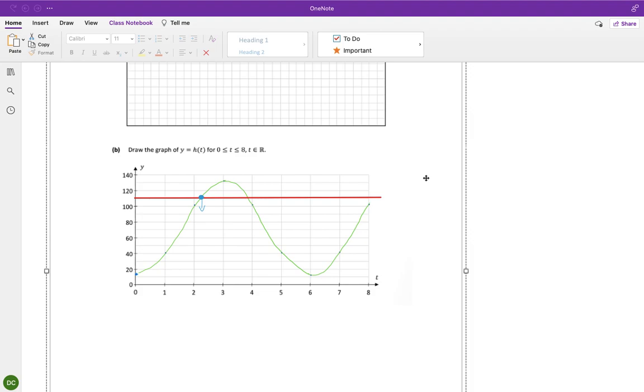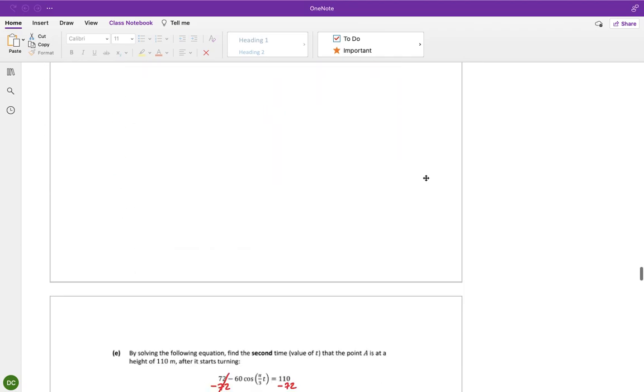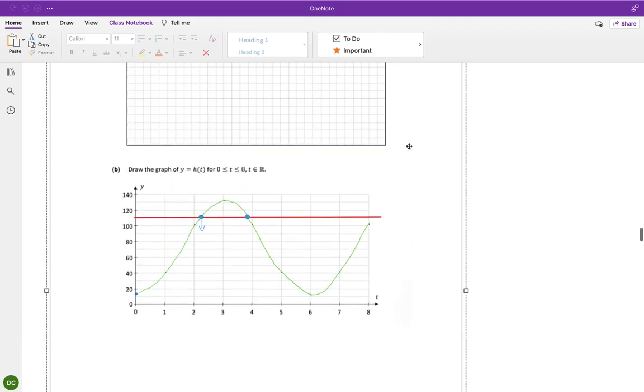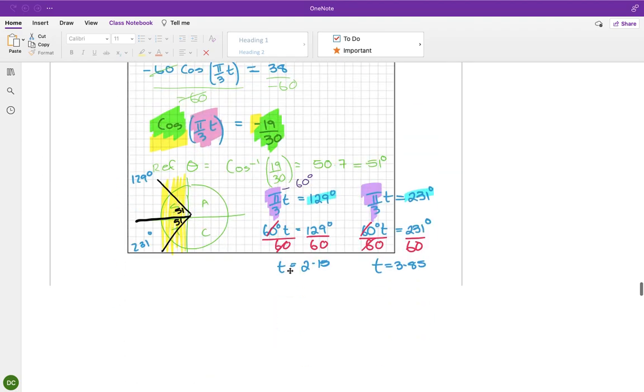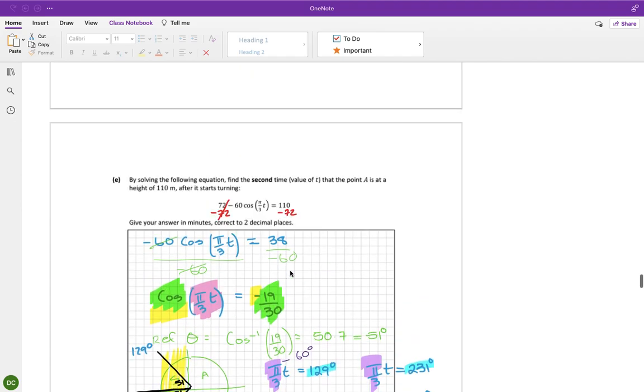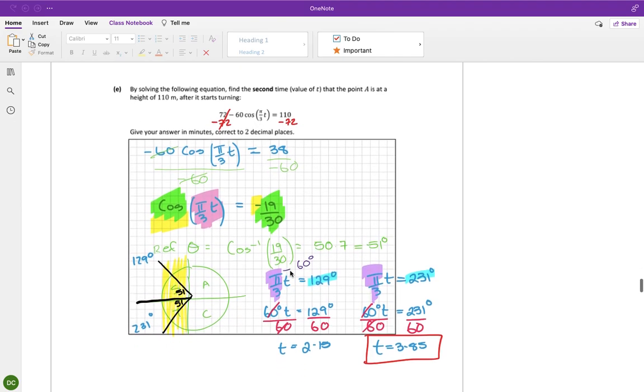And then the second time it's at 110 is there. And what was my second number? 3.85. So does that work? Yeah, just before 4. So that's the answer, 3.85. So by solving the equation, find the second time that it was at 110. There you go.